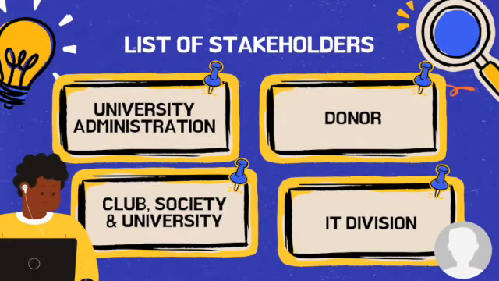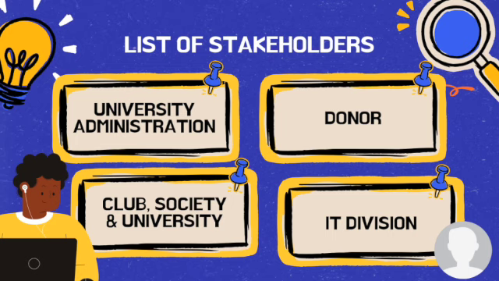Now I'm going to present the list of our stakeholders. So the first one we have is the university administration. This stakeholder will oversee the entire system and make sure that our system is aligned with the university policies and strategic objectives. They are also the ones responsible for approving the club or any society to publish the donation.